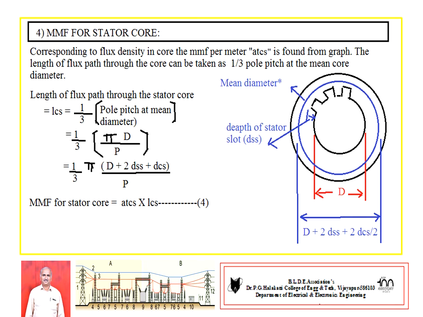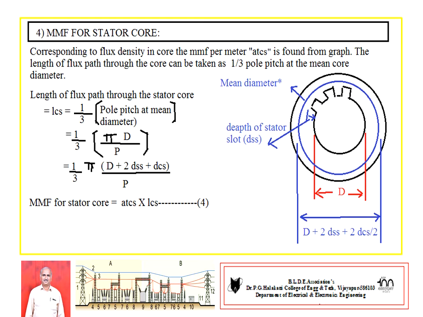Then mmf for stator core. You see there, now this diagram represents stator core and stator bore and stator teeth. So we have to take the mean diameter of stator core. The blue circle represents the mean diameter of stator core. That means DCS. DCS is depth of stator core, that is 50%, half of DCS.